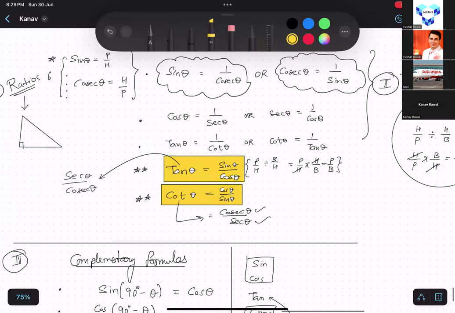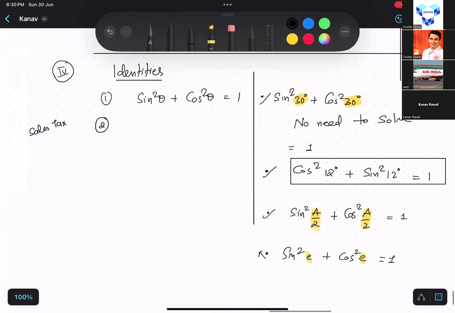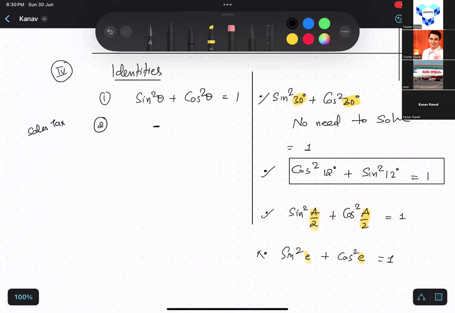Can you see my screen properly? The second identity is sales tax. I call it sales tax. What is sales tax? When you pay the money, that means your money is going, so minus. S for sec, since sine is already done: sine, cos, tan, cosec, sec. So sec squared theta minus tan squared theta. T for tan, S for sec.